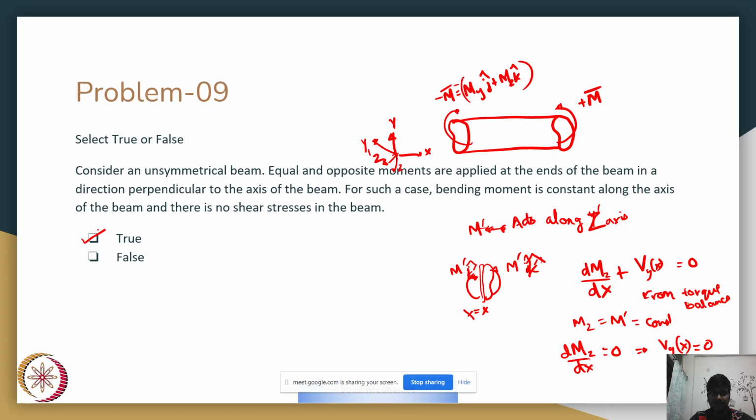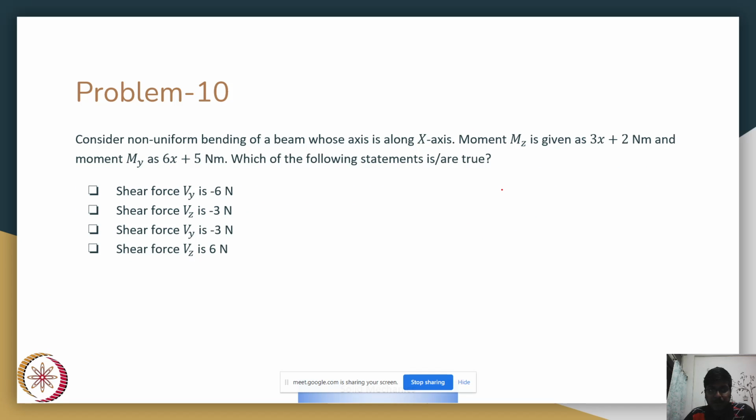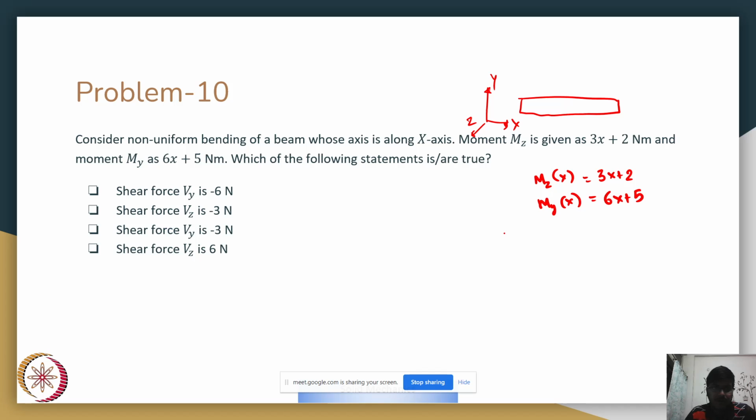Got it? Okay. Problem number 10. Consider non-uniform bending of a beam whose axis is along the x-axis. So this is our beam. Its axis is along the x-axis. And we are given moment Mz of x is equal to 3x plus 2 Newton meter, and moment My of x is equal to 6x plus 5 Newton meter. And we are asked to calculate shear forces Vy and Vz.